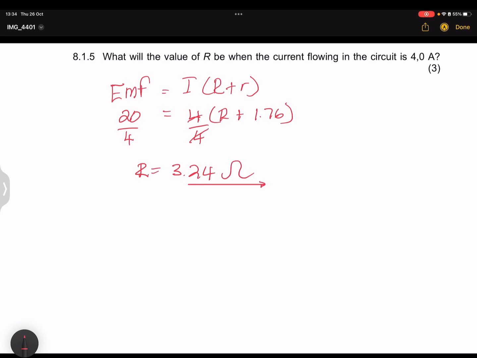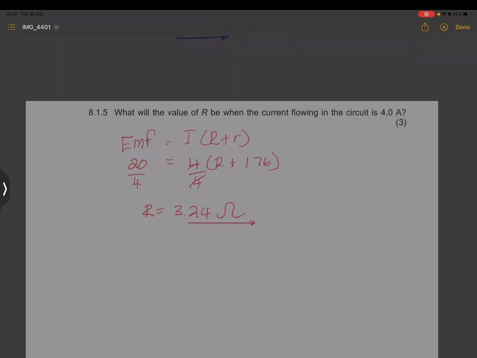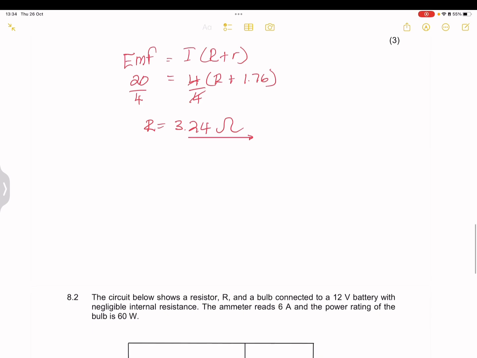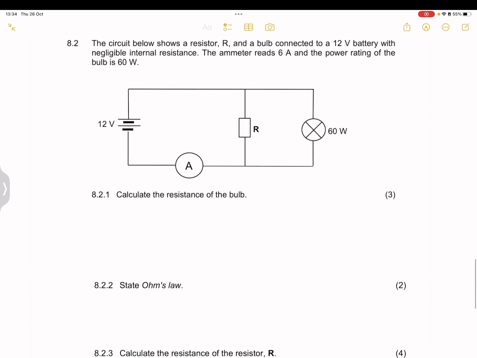Of course, our accuracy level might be different, depending on the values that you interpreted or derived from the graph. Okay, now let's go on to the next question.